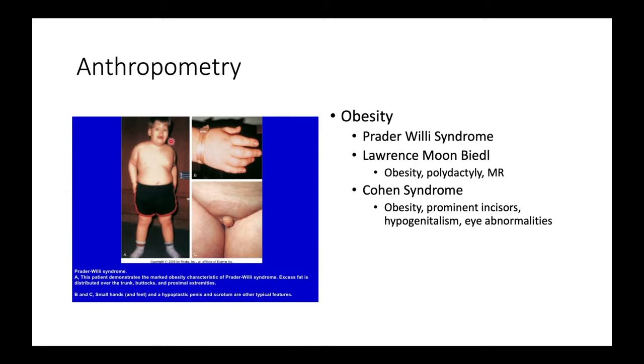They have obesity associated with small hands and feet and underdeveloped genitalia. They also have a characteristic face with eyes that are said to be almond shaped. So these features characterize Prader-Willi syndrome, and they have intellectual disability. We'll come back to that again later.